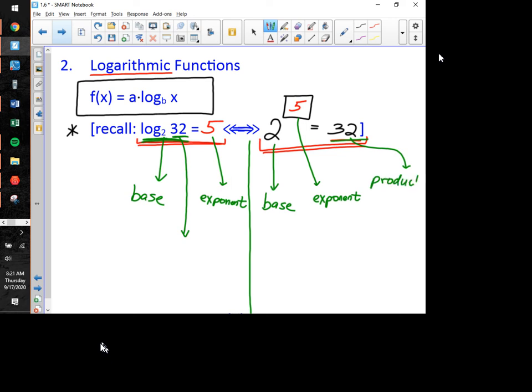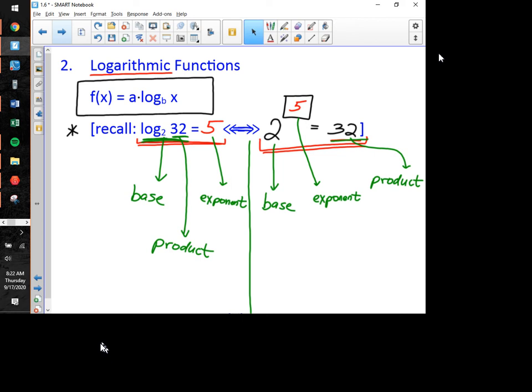This is a word that you probably learned back in 4th grade. The answer to a multiplication problem is called the product. So over here on the right, that 32 is once again called the product in your logarithm. So that's just kind of a refresher here on what a logarithm actually is.